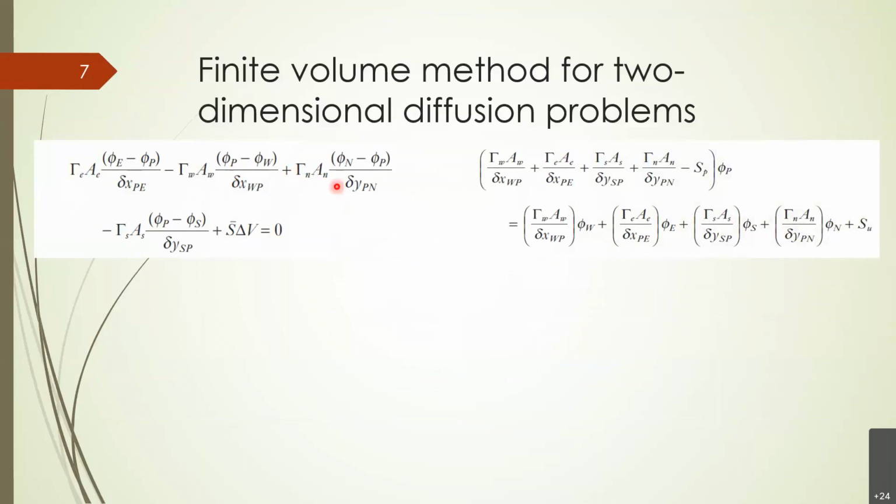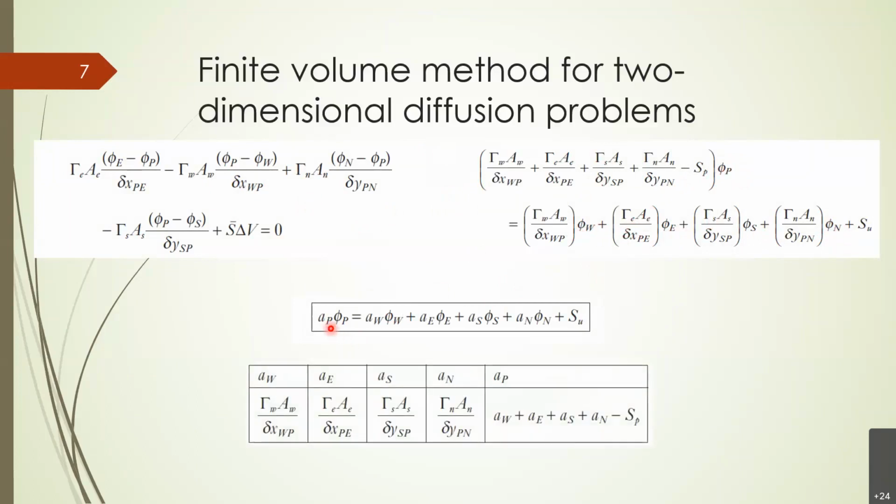So after we got our equation here, this is our final equation. But after we rearrange the equation a little bit, it will give us this one, with the representation of φP, and φW, φE, φS, φN. The same thing that we did with the one dimension diffusion, we will represent it as AP, AW, AE, AS, AN. The same thing: AW is represented by ΓW AW over ΔxWP, and the rest is the same.